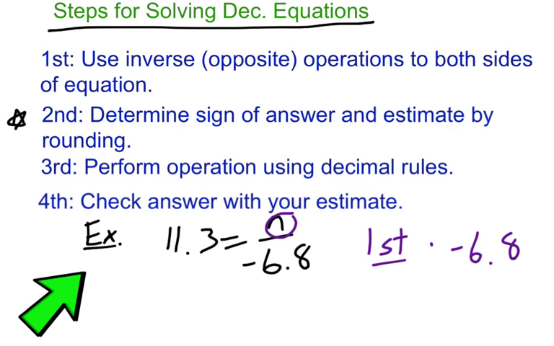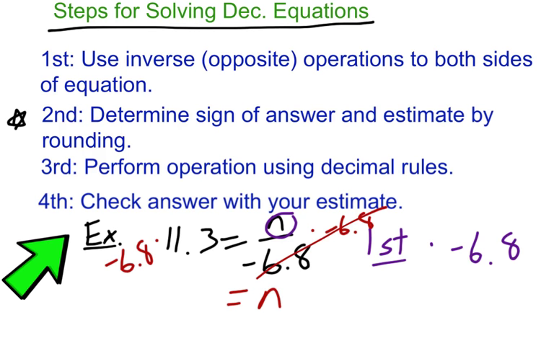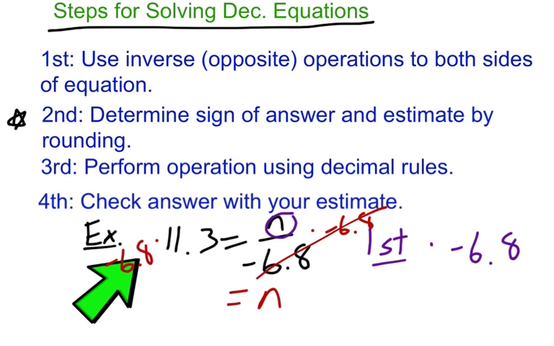So now I'm actually going to do that. So times negative 6.8 times negative 6.8. These cancel. And n is just going to be the answer to that question. But the second step, I'm going to take a little extra time and just think about the sign of my answer. And I'm going to estimate by rounding. In other words, I'm going to ignore the decimals and just round these. So really, negative 6.8 rounds to negative 7.